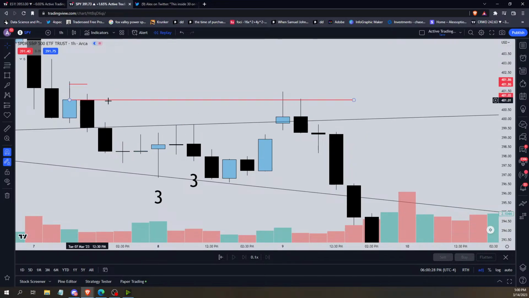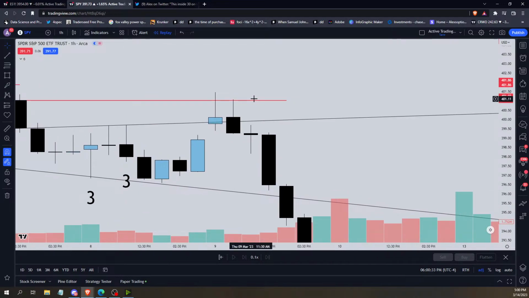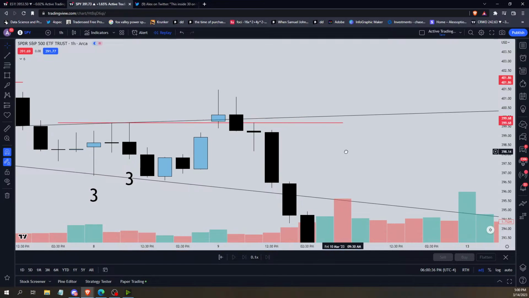Do you have to know about this level that I pointed out on Twitter? No, not even close. Doesn't matter. What do you need to know about? You need to know about this high back here.